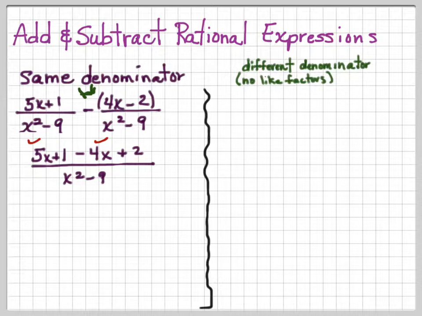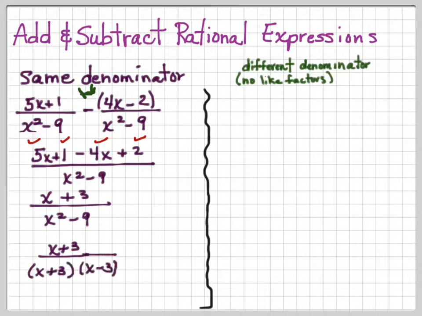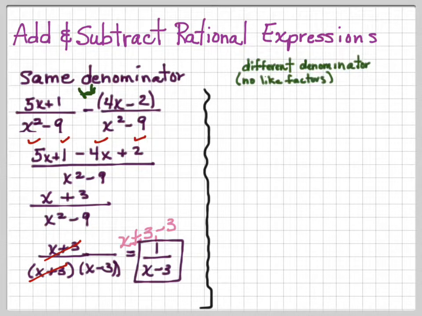Sorry about that. So I can add the 5x minus 4x, which gives me x, and the 1 plus 2, which gives me 3, over x squared minus 9. Now I need to factor the x squared minus 9, which means x cannot be 3 or minus 3. But now I can cancel my x plus 3, so my answer is 1 over (x minus 3).